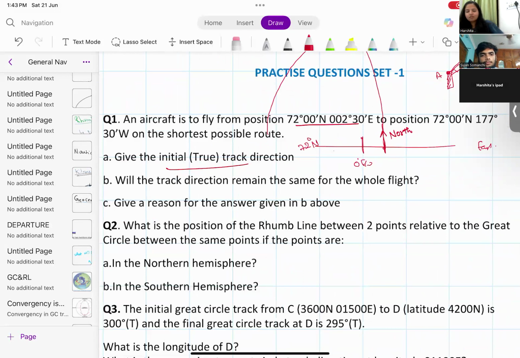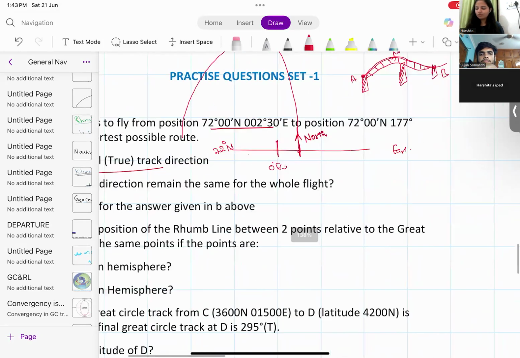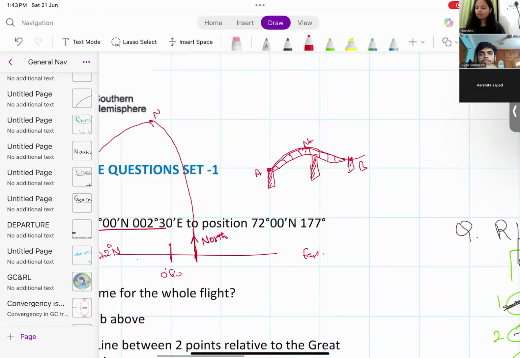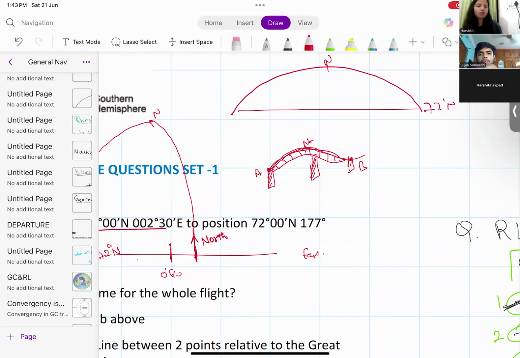Now second part B, like direction. Do you think that we are traveling towards the north direction the whole time? Just look at it. Or you can look like this also. Look at this roller coaster. Do you think we are always traveling in the north direction?